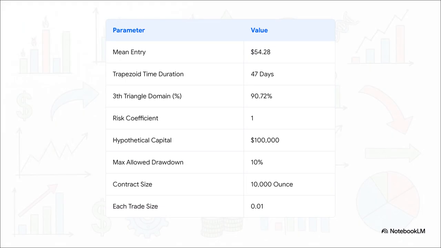Now, here's where it gets really specific. The risk parameters. This whole plan is based on a hypothetical capital of $100,000, and it comes with a very strict max allowed drawdown of 10%. You've also got other key inputs, like the trapezoid time duration, which is set at 47 days, and the each trade size is set at 0.01. These are all pre-calculated parts of the model's framework.